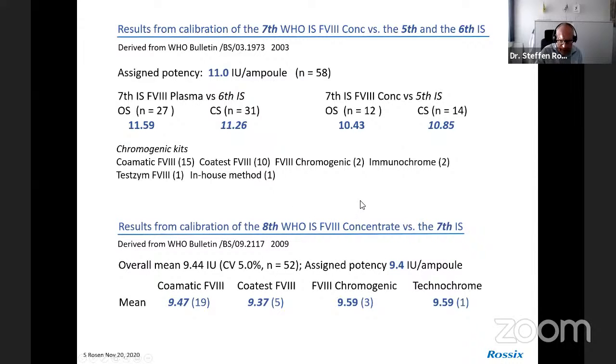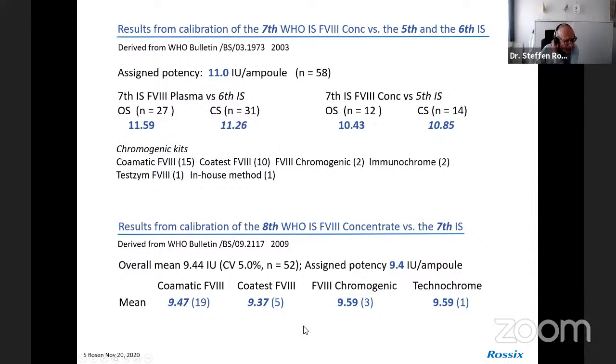Calibration of the 8th IS, assigned potency 9.4, and good results in agreement with the Chromogenix and Coatest, as well as with the Siemens and Technochrom kits. And again, most labs use the Chromogenix and the Coatest kits.